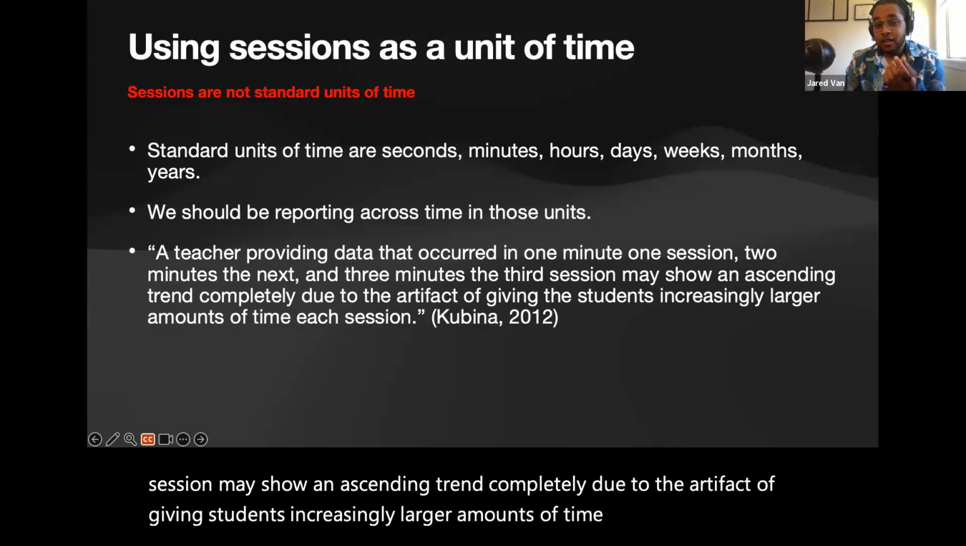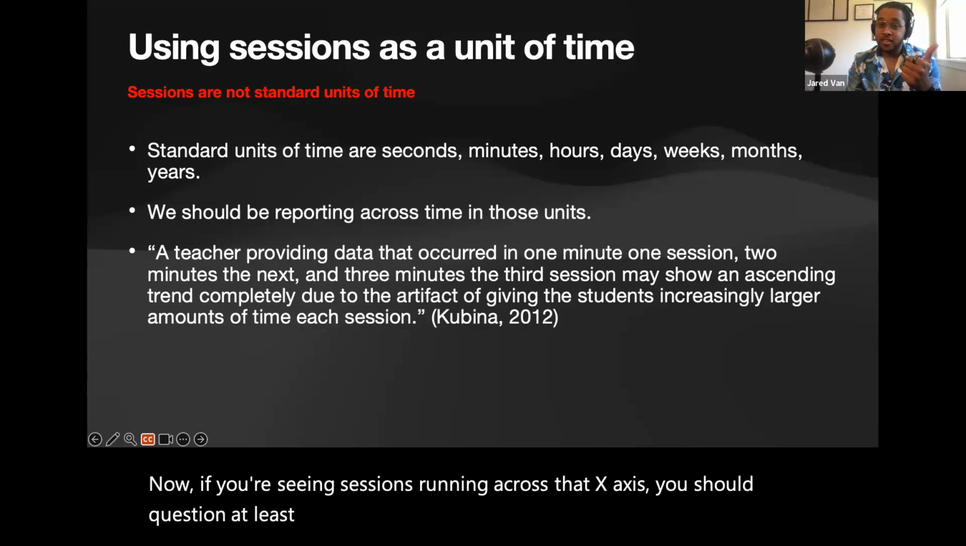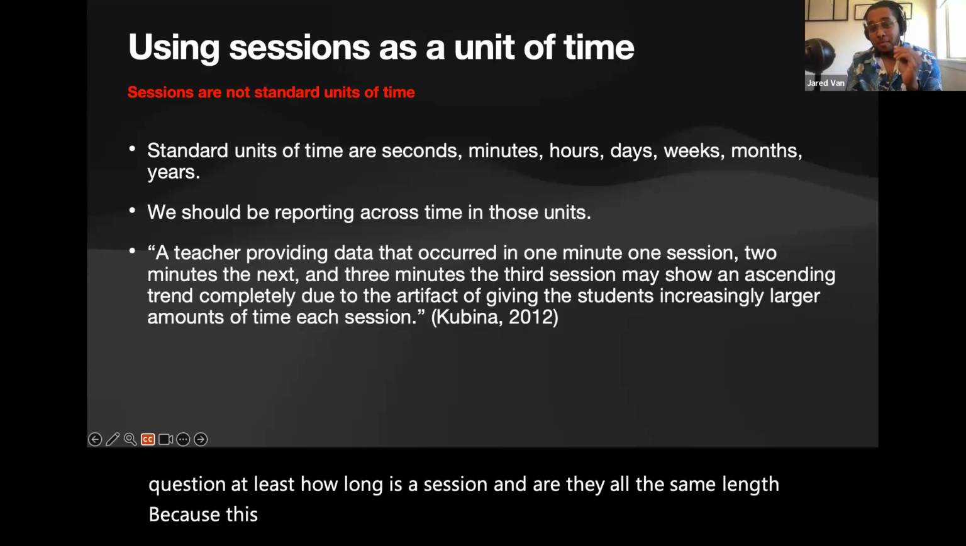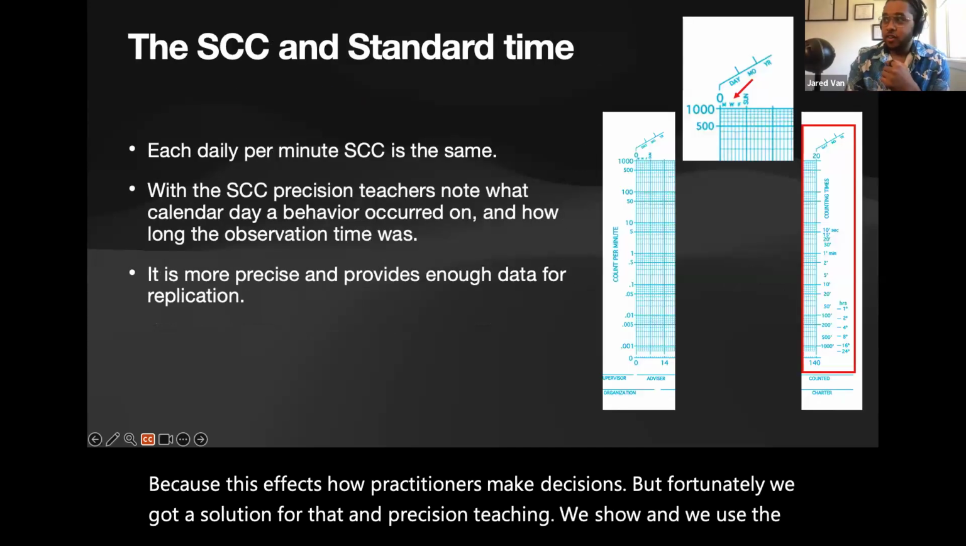Now, if you're seeing sessions running across that x-axis, you should question at least how long is a session and are they all the same length? Because this affects how practitioners make decisions. But fortunately, we got a solution for that in precision teaching. We show and we use the standard acceleration chart.